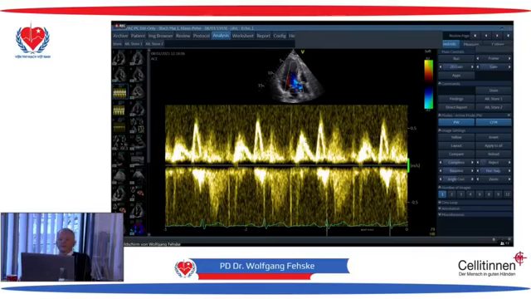It is a reduced E to A ratio. This is extremely interesting, and what I want to stress is that this patient, as Dr.